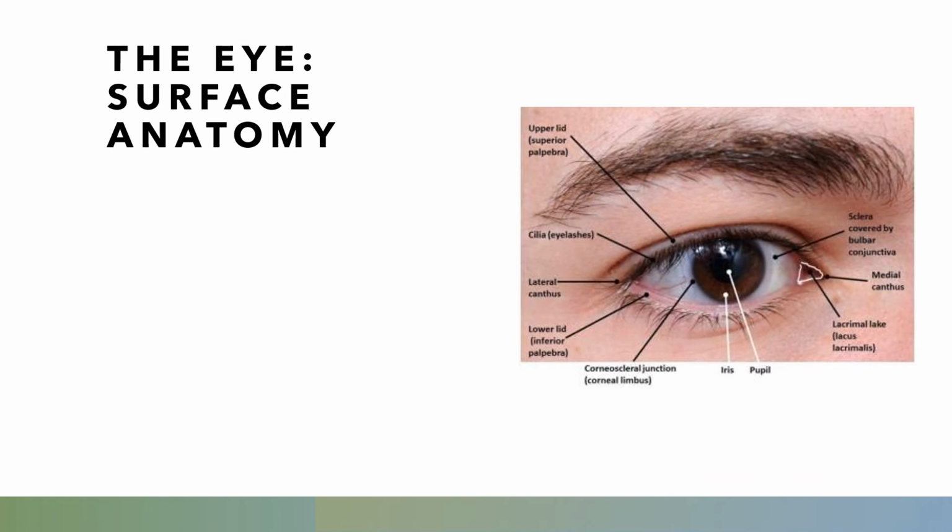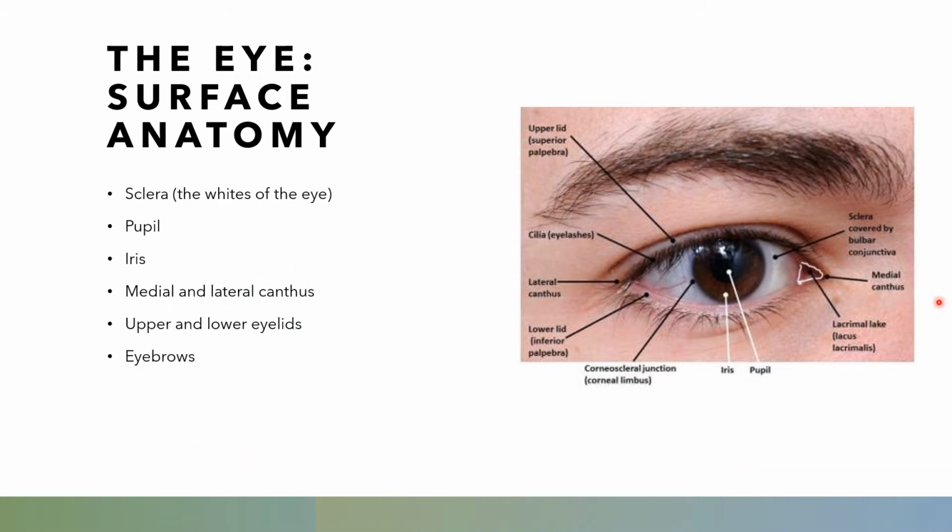Now let's talk about the surface anatomy of the eye. We have the sclera, which are the whites of the eyes. The pupil, which is the opening in the eye through which light enters. We have the iris, which is the pigmented portion of the eye. In this case, this person has brown eyes. You have the medial and the lateral canthus, which are the corners of the eye. You have the upper and lower eyelids, and you have the eyebrow.